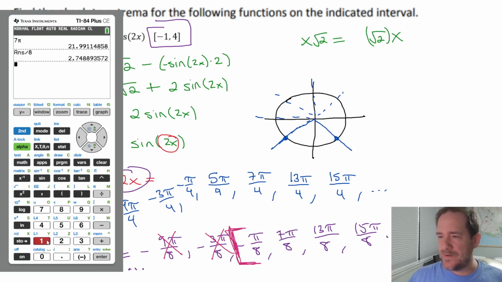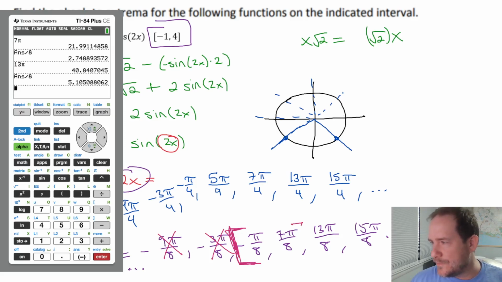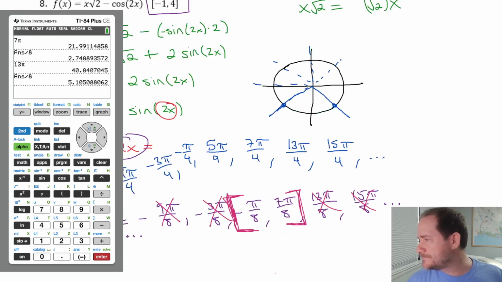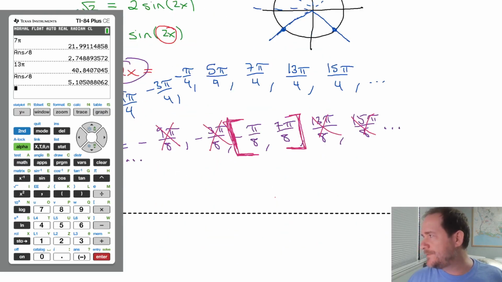What about 13 pi over 8? That's 5, so sorry, that's too big. So that means only these two critical values actually fit in our window when all is said and done. But don't forget, the values from the window themselves count too. So before I run out of space, we again have 4 critical values. And the 4 critical values are the 2 endpoints plus 2 critical values that fell inside of our interval.